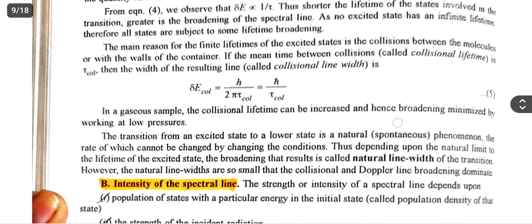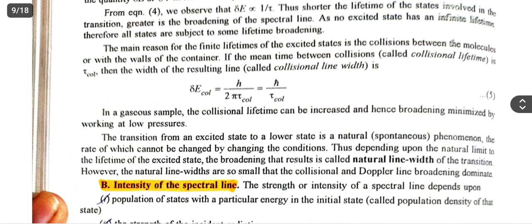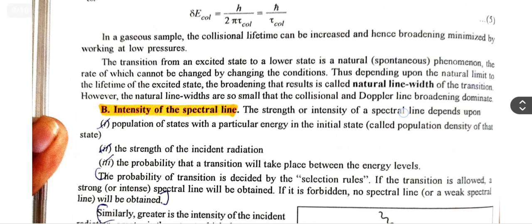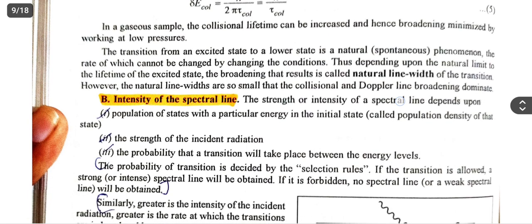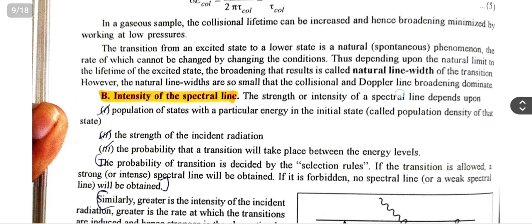As no excited state has an infinite lifetime, all states are subject to some lifetime broadening. The main reason for the finite lifetime of the excited states is collision between the molecules or with the walls of the container. If we call the time between collisions the collision lifetime tau col, then the resulting width is called the collision line width: delta E col is equal to h by 2 pi t col, that is, h by t col. In a gaseous sample, the collision lifetime can be increased and hence broadening minimized by working at low pressure.